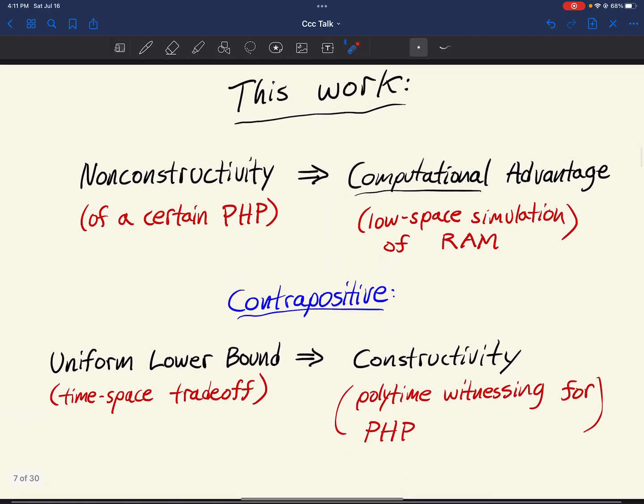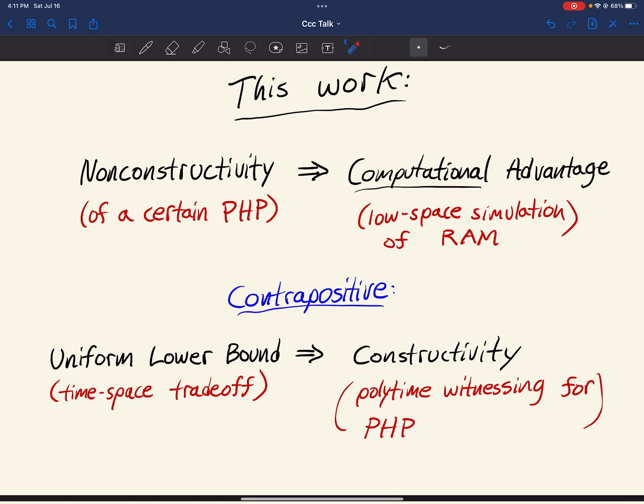In this work, we're going to use non-constructivity, instead of giving some advantage in an information theoretic or secret sharing type of task, to get a computational advantage for solving a particular problem. In particular, if a certain pigeonhole principle is inherently non-constructive, I'll explain what that means in a moment, this is going to imply a computational advantage where we can simulate any RAM computation using a very small amount of space and with almost no overhead in time.